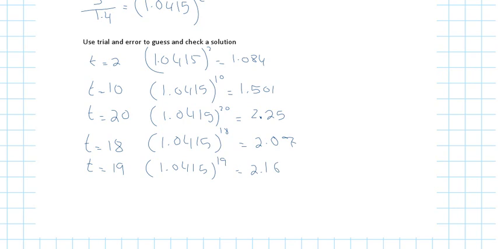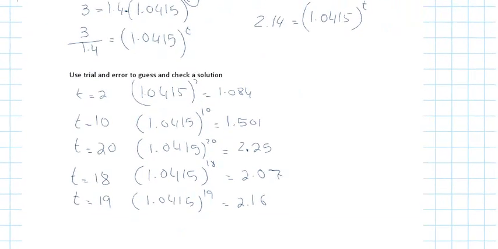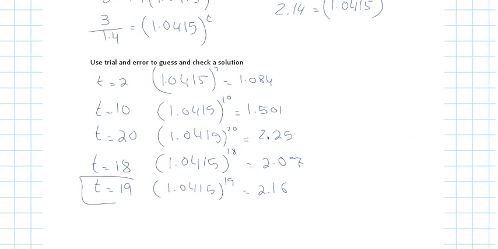Actually, it has to be 2.14, because I'm looking for more than 3 million, right? So technically 3 million, that's going to give me 2.14. So t equals 19 is your right answer. Okay? So it's between the 18th and the 19th here. Because what I got here is an answer that's pretty close to this.